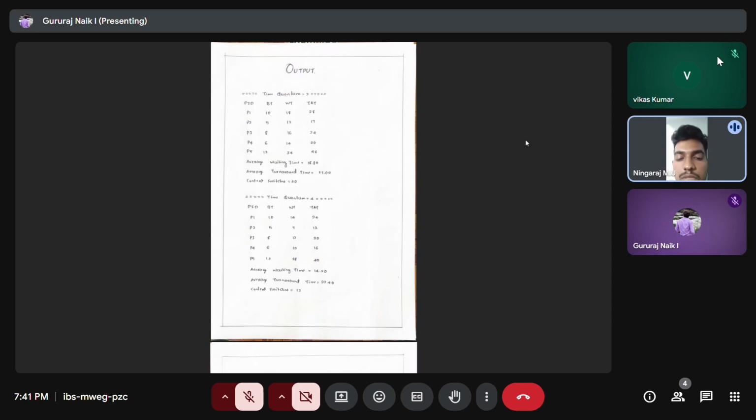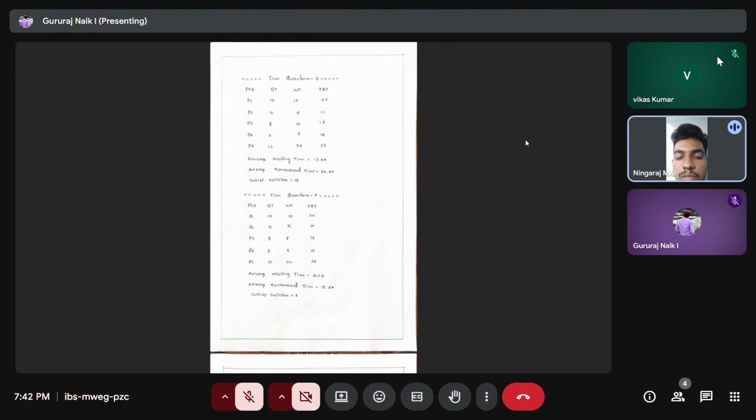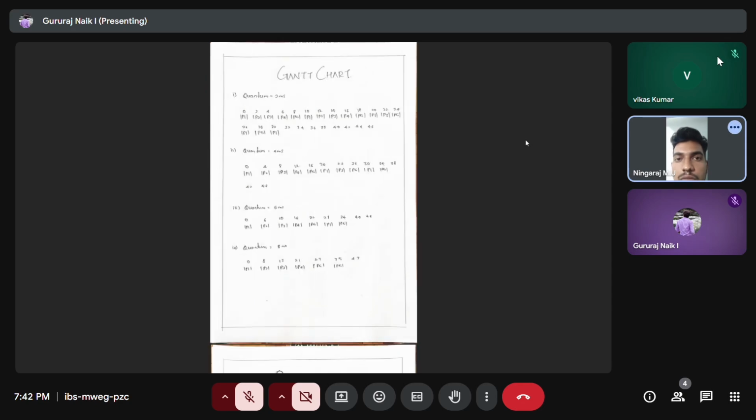And the last one is quantum time of 8 milliseconds, with fewer switches but slightly higher waiting time for shorter processes. Moving on to the observation. This is our Gantt chart.